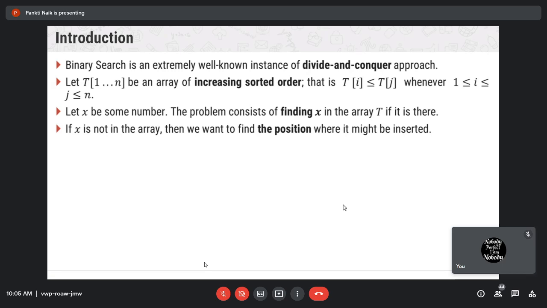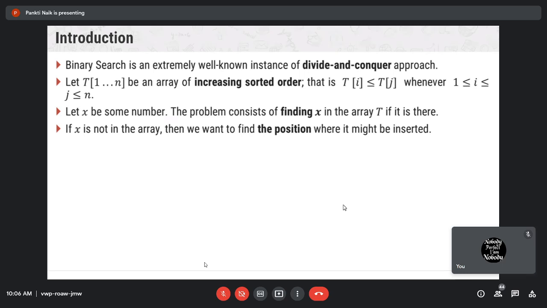Now let x be some number. Here x is your key. X is your key element, which you want to search. So the problem consists of finding the key value x in the array T if it is there. If you have one array of 10 numbers and you want to find some number from that array, the search number will be your key value, that is x.